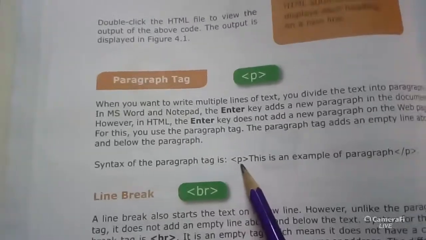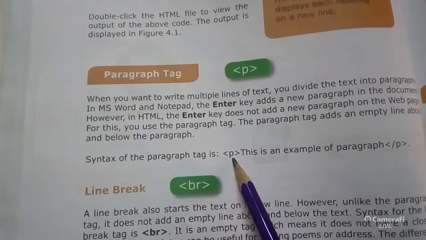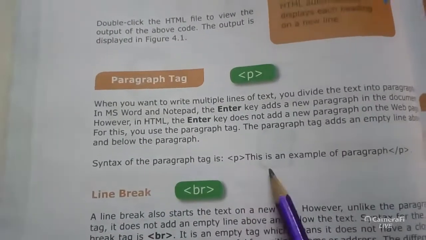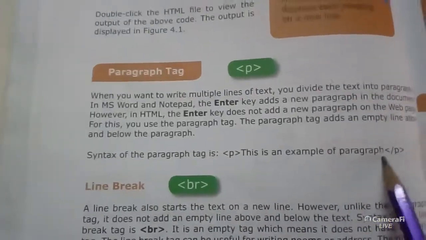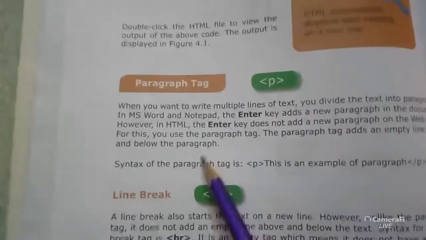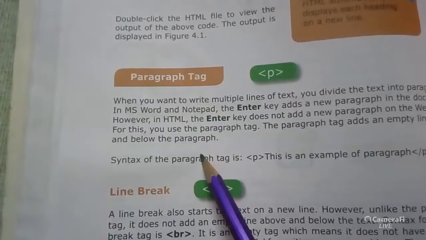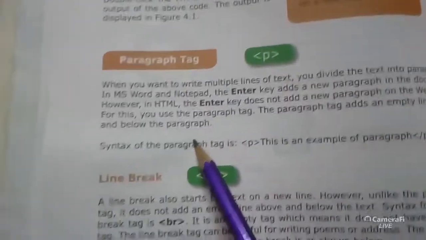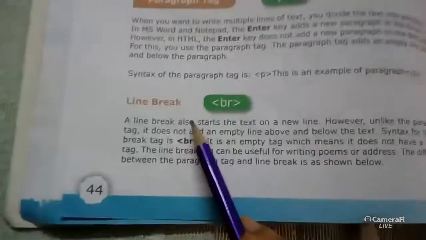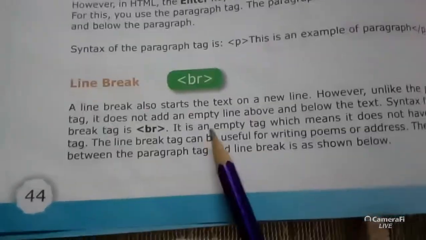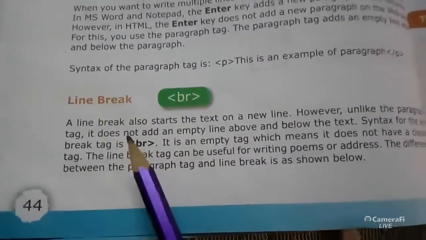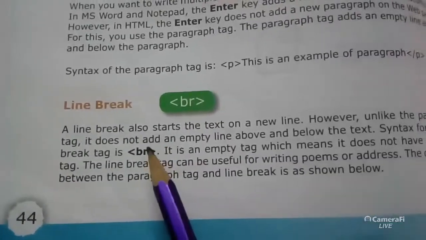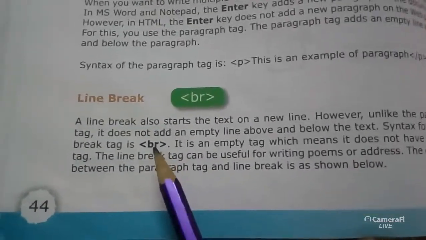Syntax of paragraph is angle bracket P. This is an example of paragraph /P. Empty line means this type of line, blank space you will get. Okay. Then line break. Line break means suppose you want to write the name of the fruits one by one. Then you have to use the BR tag to change the line.